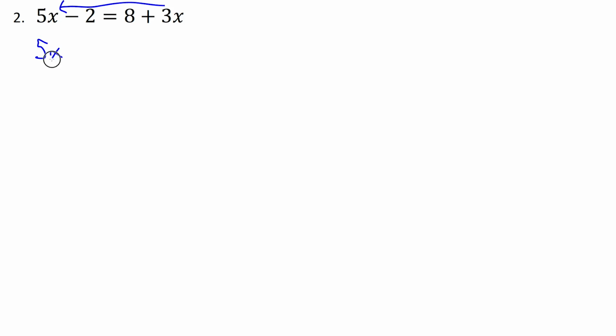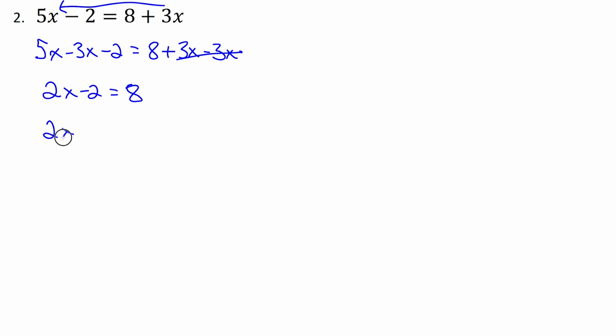So 5x minus 3x minus 2 is equal to 8 plus 3x minus 3x. So again, I've put the 3x in the middle here because that's what's most convenient for me, because I want to rearrange so that the like terms are next to each other. So on the right hand side we get cancellation, and 5x minus 3x leaves us with 2x minus 2 is equal to 8. And now, very similarly to the last one, we're going to get rid of the minus 2 first. So we're going to add 2 to both sides.